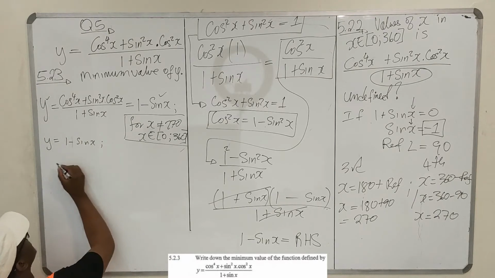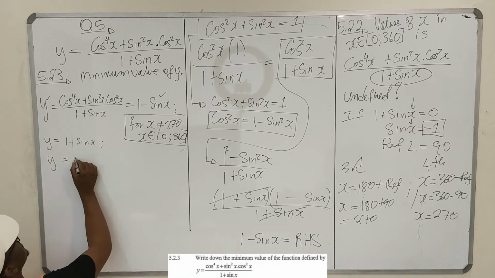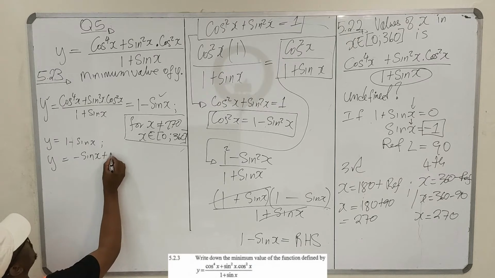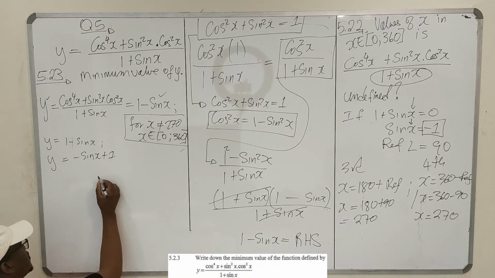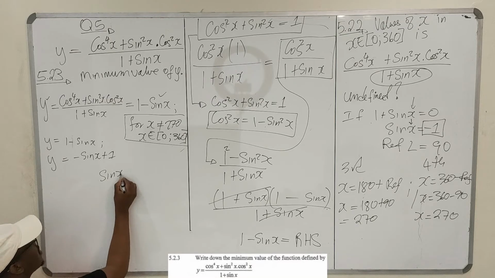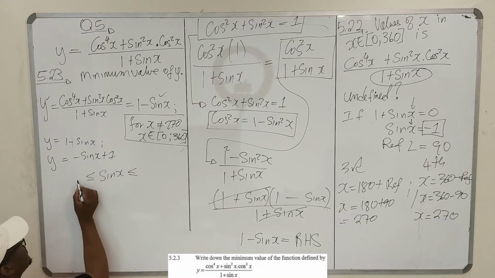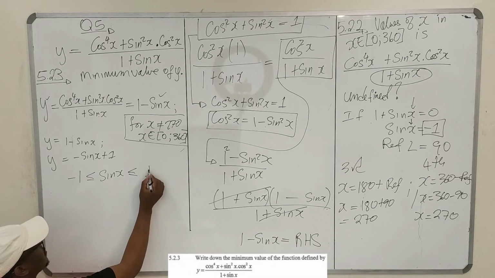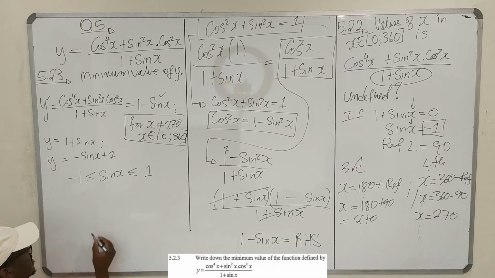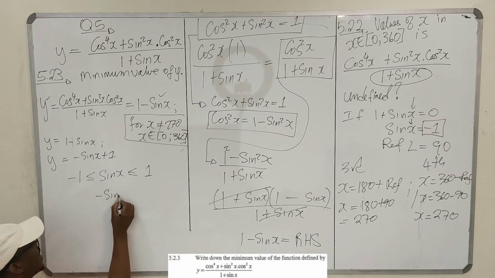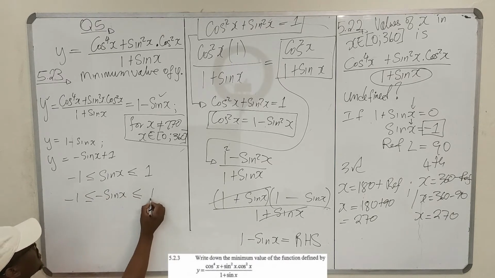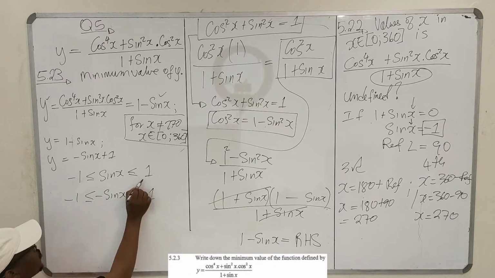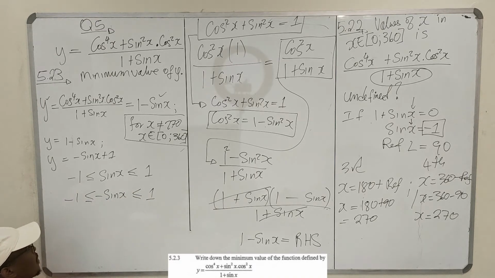Then, if you look at it, this is y is equal to negative sine x plus 1. I've just rearranged the order. So look, you know that your natural sine has this range here: it's greater than or equal to minus 1, less than or equal to 1. Then even your minus sine will have the same range, because if you multiply by minus 1, you will get this thing here.